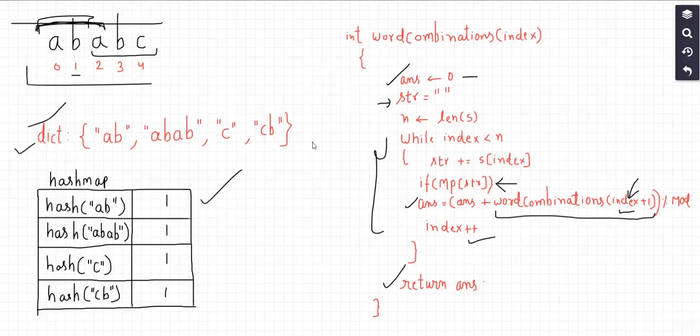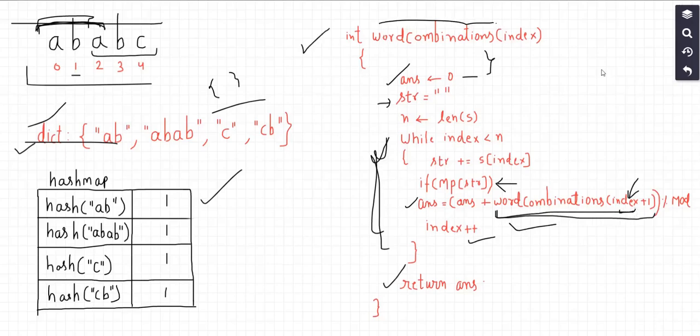But what is the terminating condition? Namely, what is the base case? So this is a recursive solution. How would I end my recursion, or what will be the base case? So imagine the worst case scenario in which I do not find even a single matching prefix in the dictionary, right? So let's say the dictionary is empty, okay? And in that case, I will simply never call this word combination function again.